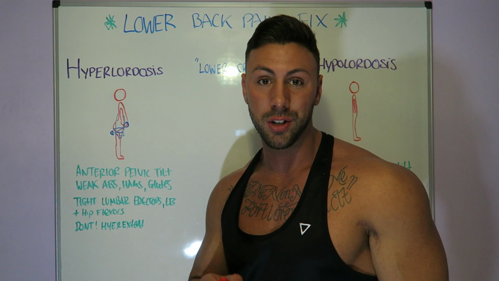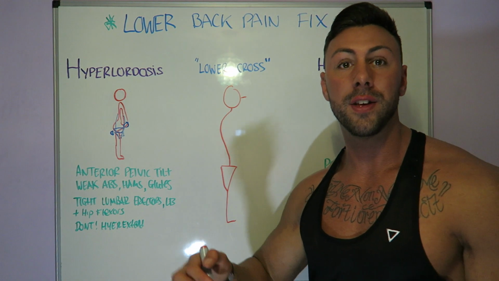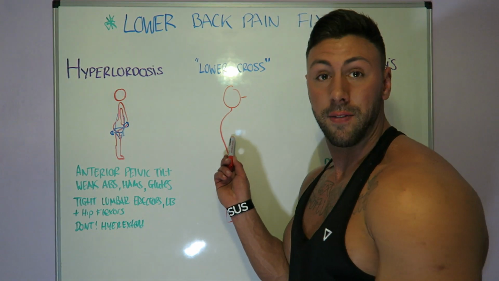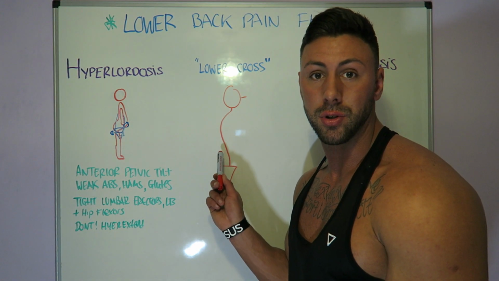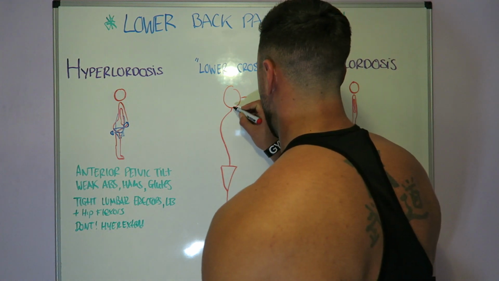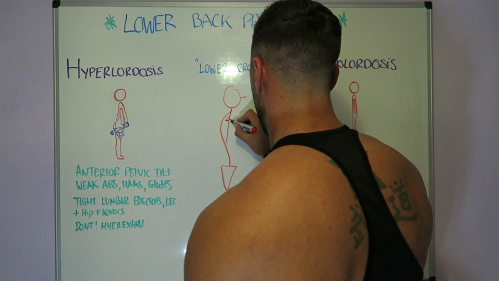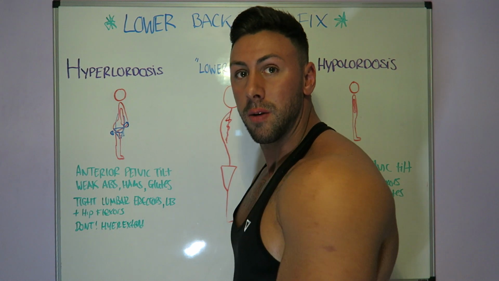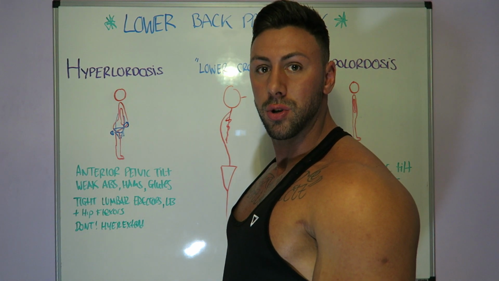And kyphosis, which looks like this, where there's a huge bend, a curvature in the upper spine. So the best way to fix kyphosis is to strengthen your back muscles, okay? So it then pulls your spine back round into a more neutral position. So people with kyphosis looking like this, strengthen your back muscles and you'll eventually neutralize your spine.